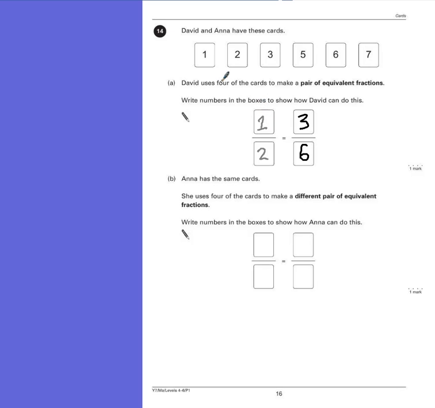We can no longer use a half, so we can try the next fraction, which could be 1 over 3. So to find an equivalent fraction to a third, we can try doubling both of these numbers. 1 times 2 is 2. 3 times 2 is 6. Those cards exist, and both of these fractions are equivalent to each other because they've both been doubled. The numerator and the denominator have both been multiplied by the same value, which makes them equivalent.